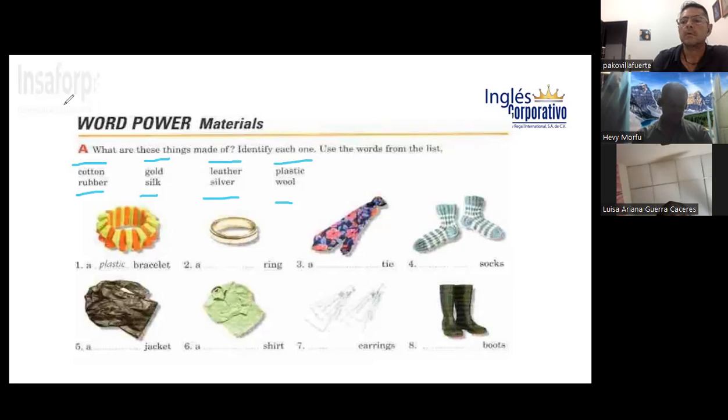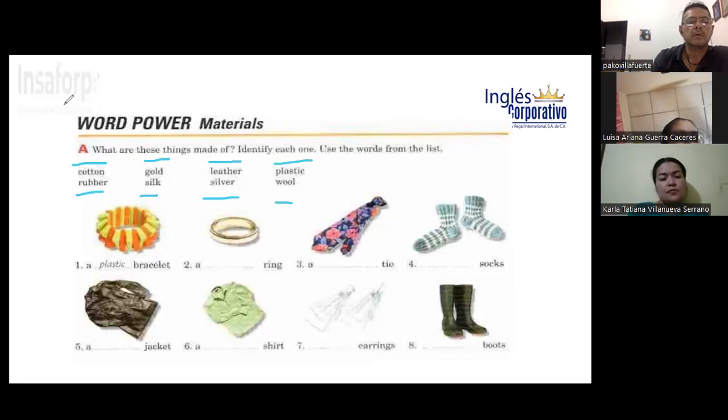Cotton. Este se pronuncia cotton, no se pronuncia con las dos T como acostumbramos a decir, es como una d. Es algodón, right? So we have cotton. Y tenemos rubber, que para nosotros sería como hule. Okay, rubber. Luego tenemos gold, ¿qué significa? Oro. Yes. Y also tenemos silk, que es como seda. Silk, yes. Seda, for clothes, for material.